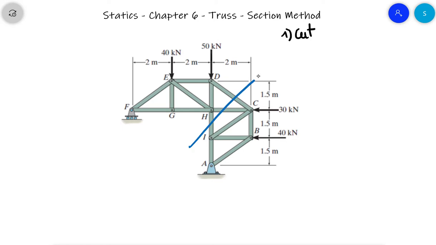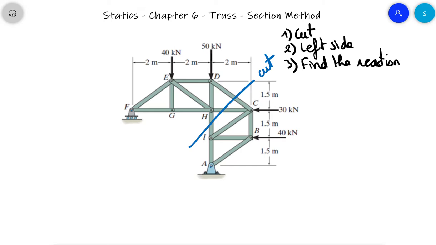Okay, so let's say I cut there. Bam, that's my cut. If I keep the right side, I need the forces at AX and AY. If I keep the left side, I need the force at F. So I will do the left side, but first I need to find the reaction at F. If you want to find all of them, F and A, I will do the minimum here.